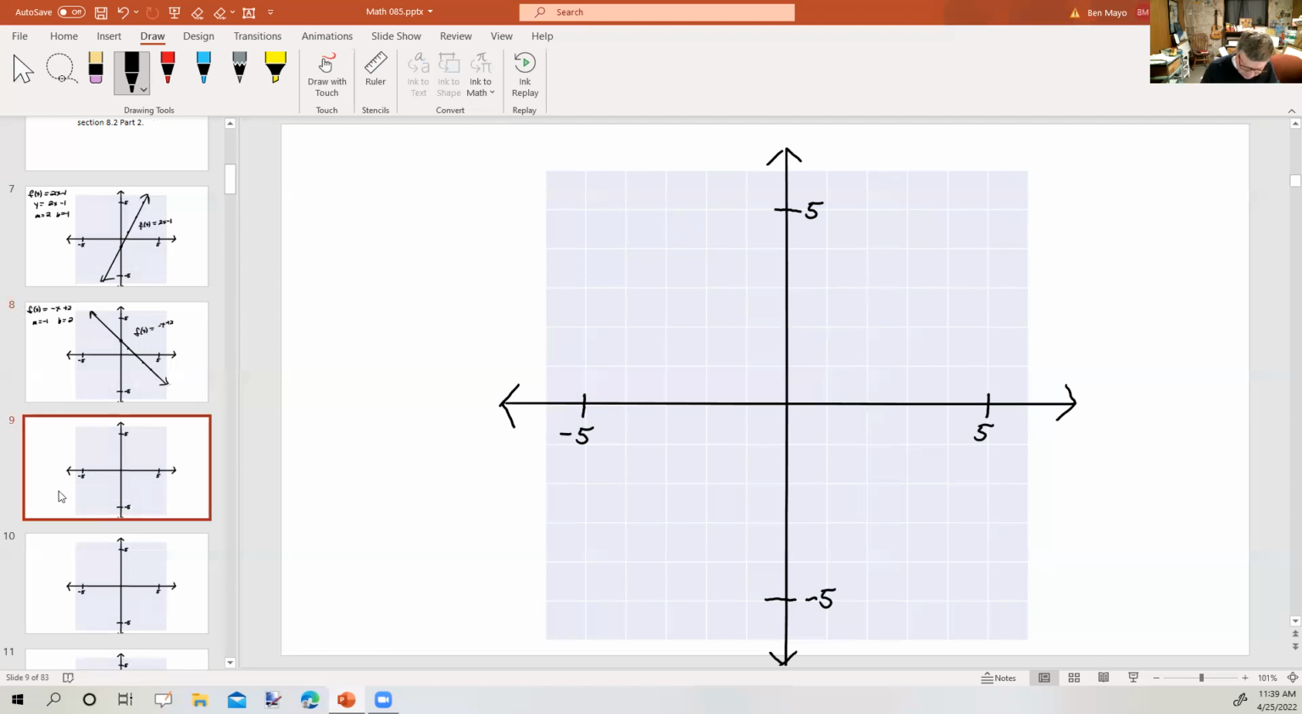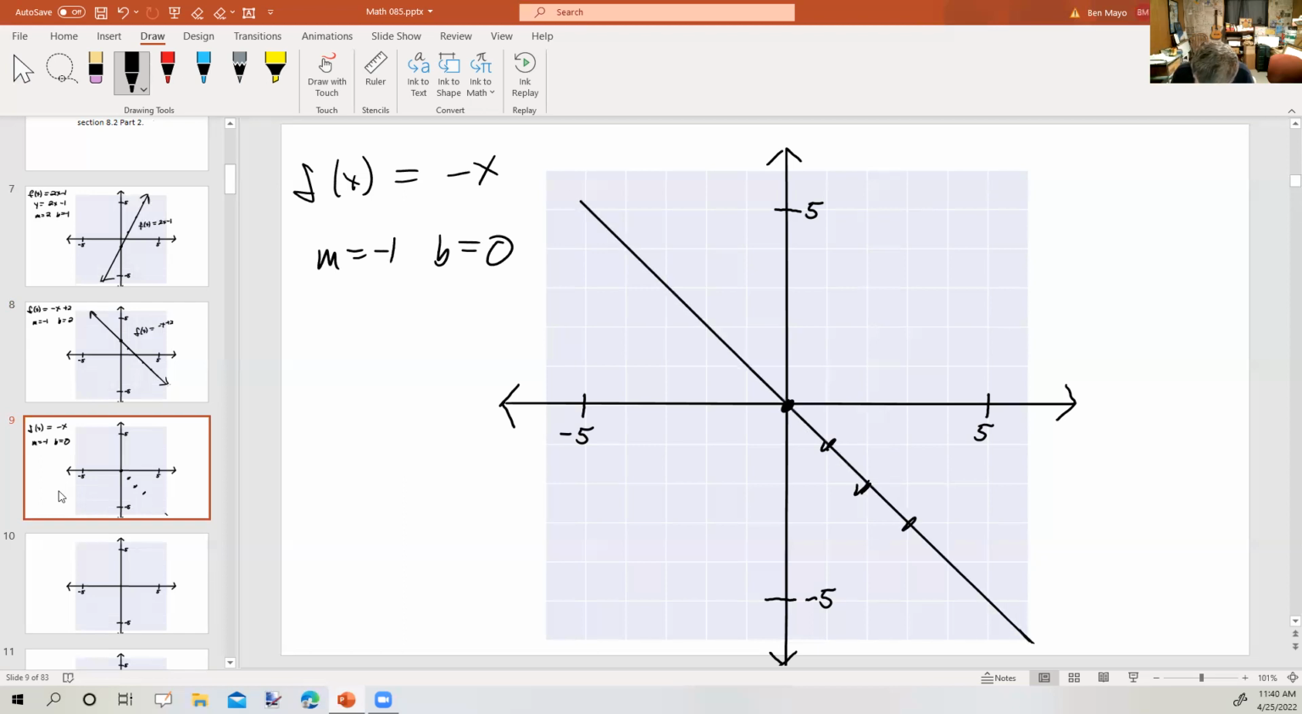All right, how about this one? F of x equals -x. Well, here the slope is -1. The y-intercept is 0. So it goes through the origin, down 1/1, down 1/1, etc. Okay. And there is the graph of f of x equals -x. Any questions there? All right.